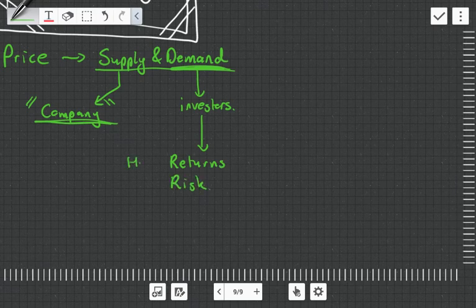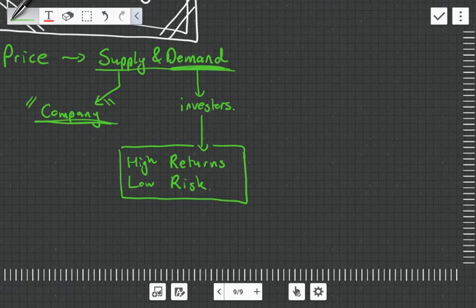So maybe let's write that there. They want high returns and they want low risk. They don't really care what your business does. Your business could be selling dog food. It could be creating a cure for some sort of disease. It could be, you know, a tourist thing around Mars. Investors don't care what the actual thing is, as long as the returns are high and the risk is low.